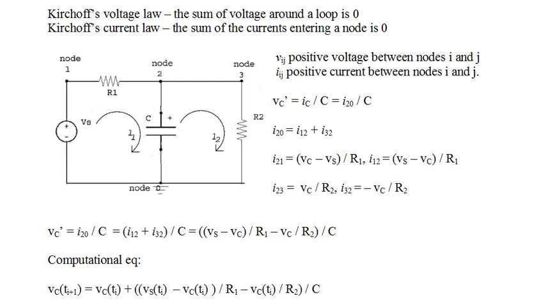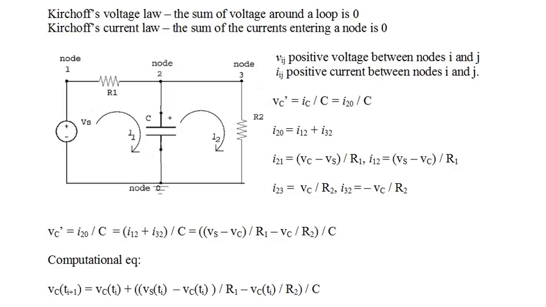We're going to introduce some new notation. The notation V sub ij is used to denote the positive voltage between nodes i and j, and the notation I sub ij is used to denote positive current flowing from node i to node j. Now we can develop the model for this circuit.